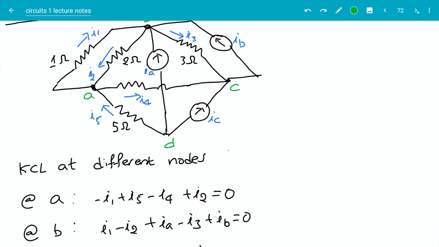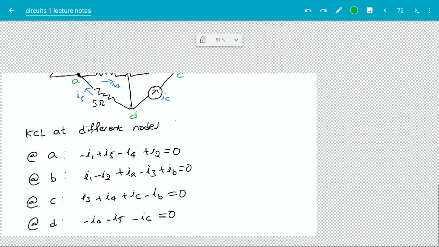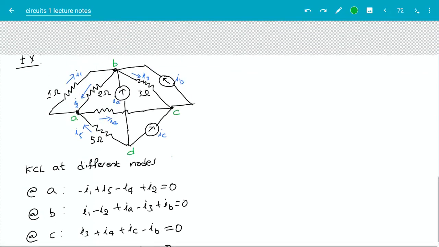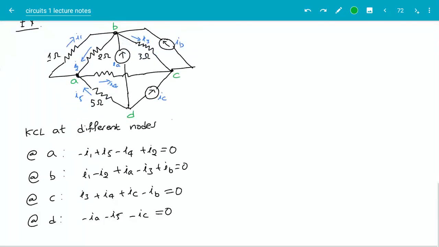I1 is going out of A, so that will be minus I1 going into A, plus I5 going into A, minus I4 going into A, and plus I2 going into A. That means the sum of all these currents should be equal to 0. Similarly, I'm applying KCL at all of the nodes. I would recommend you pause the video here and make sure that you agree with all these other statements, that these 3 other equations mean the sum of currents going into these other nodes is also equal to 0. Okay, we'll stop here.